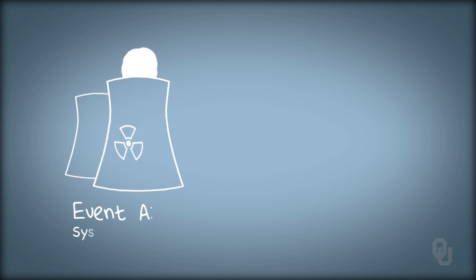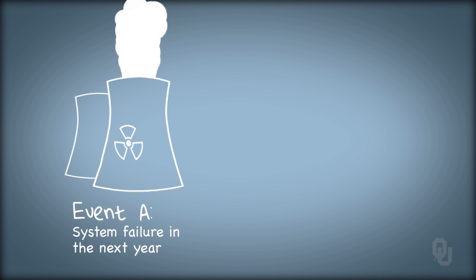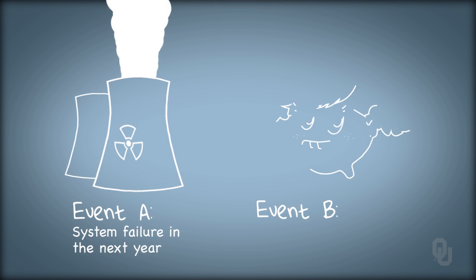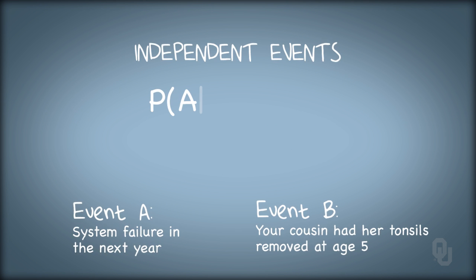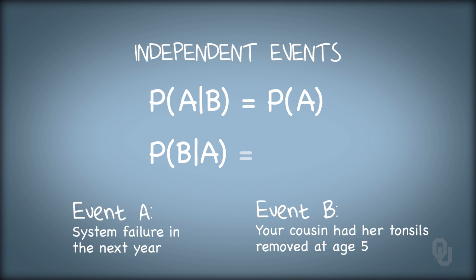For example, say that event A is defined as system failure in the next year, and event B is defined as your cousin had her tonsils removed at age 5. Odds are good that your cousin's tonsils don't affect the performance of the system. Those events are independent of each other. The probability of A given B is equal to the probability of A, and the probability of B given A is equal to the probability of B.